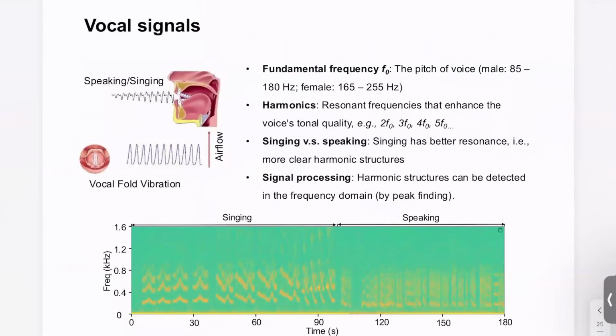Okay, then we also have vocal signals like singing and speaking. And singing and speaking is generated essentially by the vibration of your vocal fold. So your vocal fold vibrates, and that oscillates your air, and that creates vocal acoustic signals.